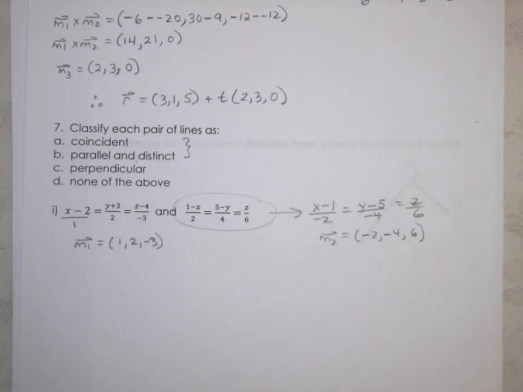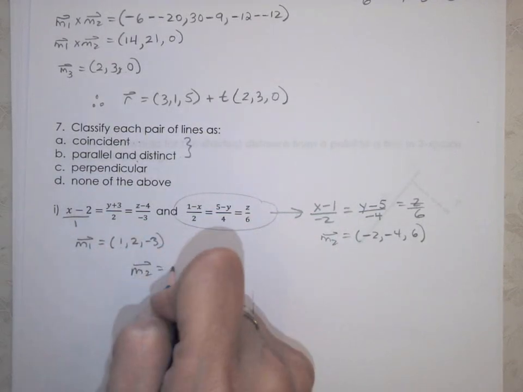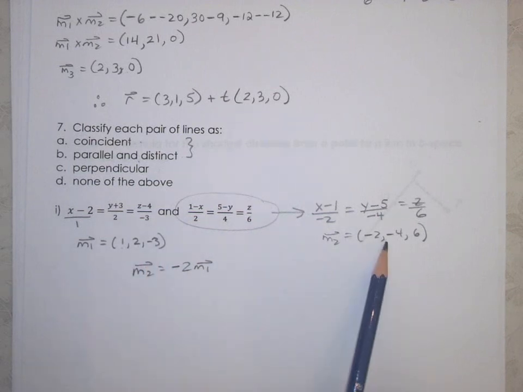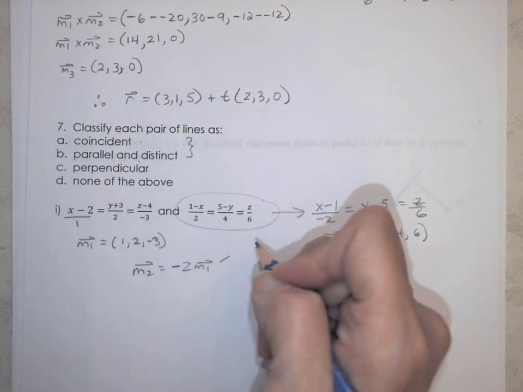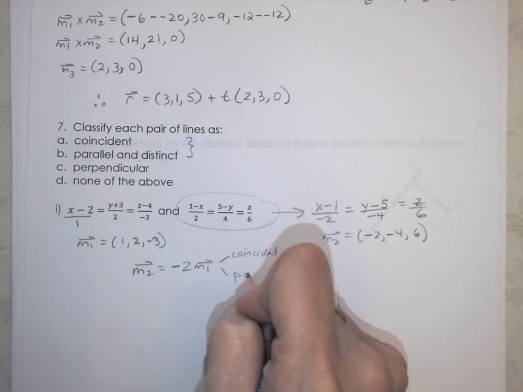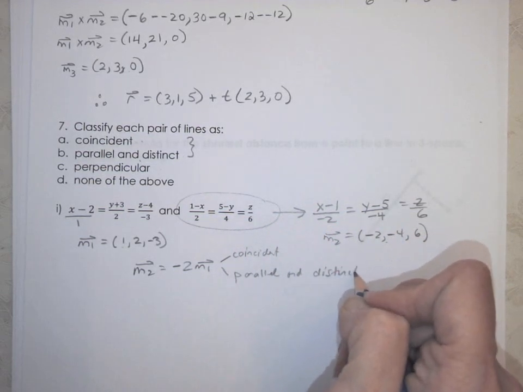Okay, and now I'm going to look at those two directions and see if they're scalar multiples of each other. And it looks like if I multiply m1 vector by negative 2, I get m2 vector. So that means m2 vector is negative 2 multiplied by m1 vector. So if I multiply each of these components by -2, I get this vector here. So this means that the lines are either parallel and distinct, or we have coincident lines, they're the same. Those are our two possibilities.